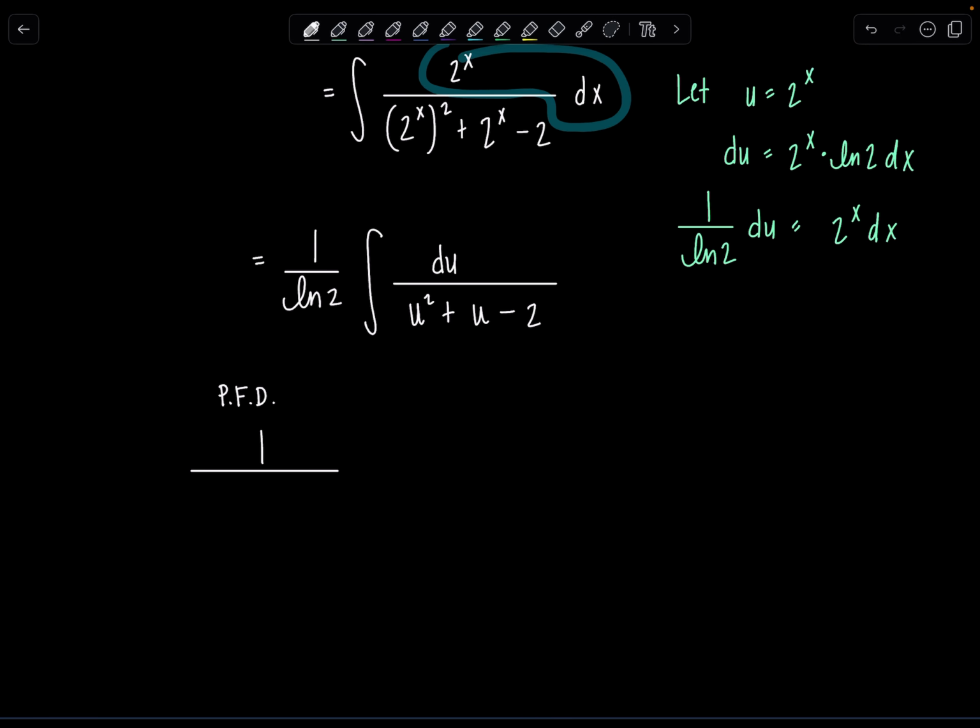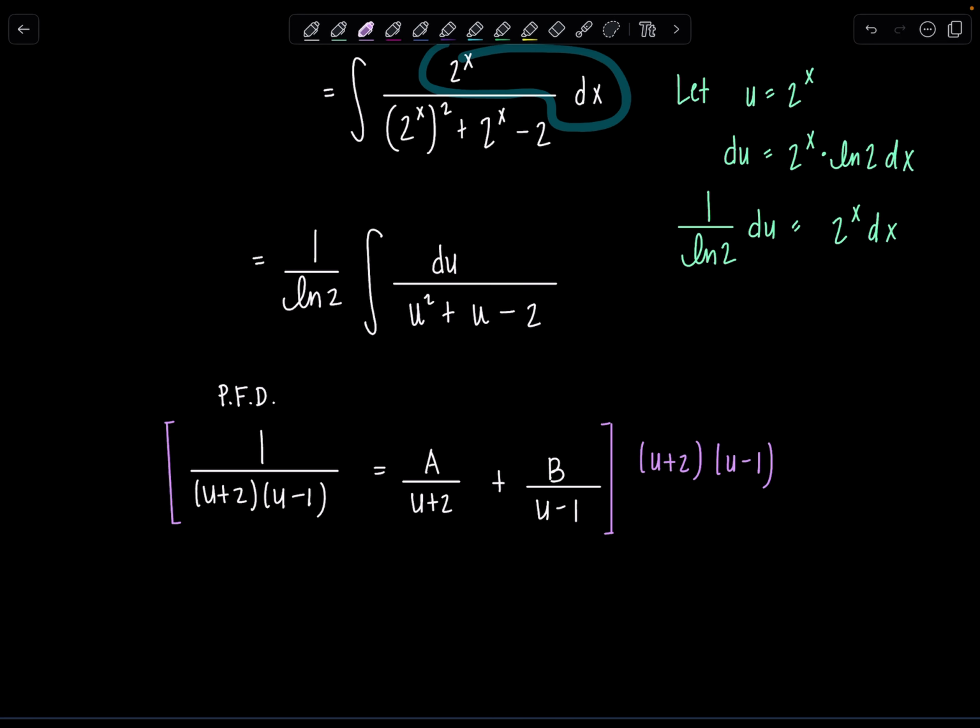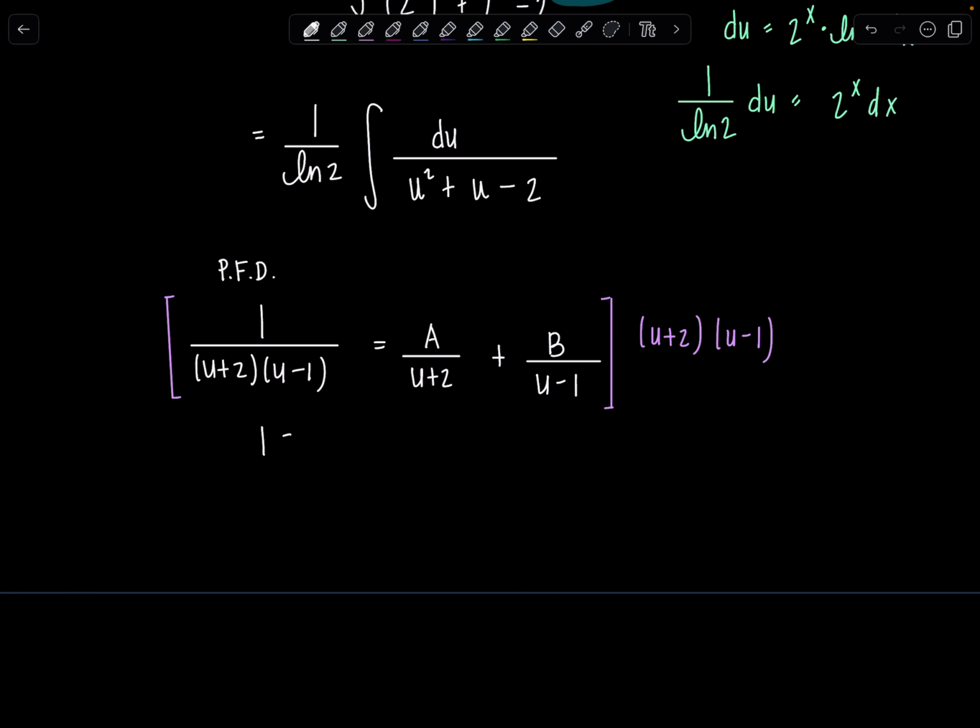1 over u squared plus u minus 2 will factor into u plus 2 and u minus 1. So those are both linear factors. None of them are repeated. So we'll have A over u plus 2 plus B over u minus 1. Excellent. And then in the next step, we need to multiply by the LCD on both sides, which is just going to be u plus 2 and u minus 1. So we have now 1 equals A times u minus 1 plus B times u plus 2.